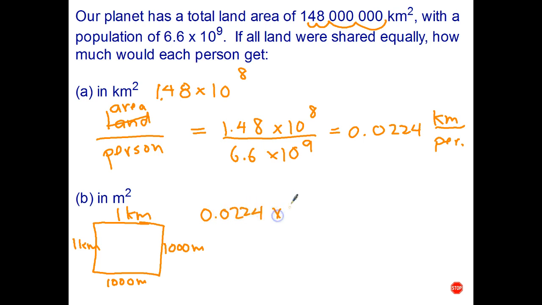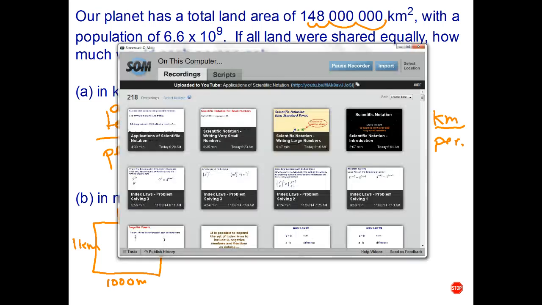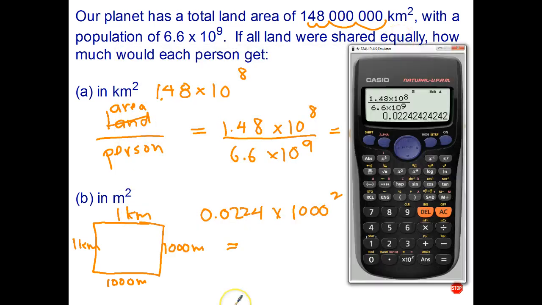So I'm just going to have 0.0224 times 1,000 times 1,000, or times 1,000 squared. Let's do that calculation on our calculator. Whoops, I just hit the wrong button. Go away. And clear that.